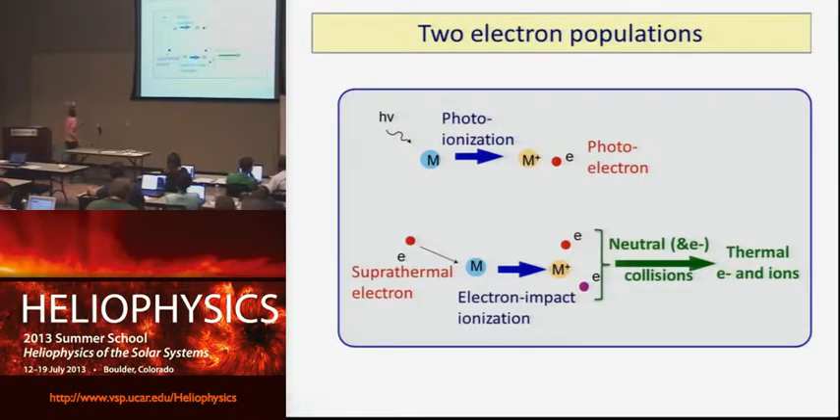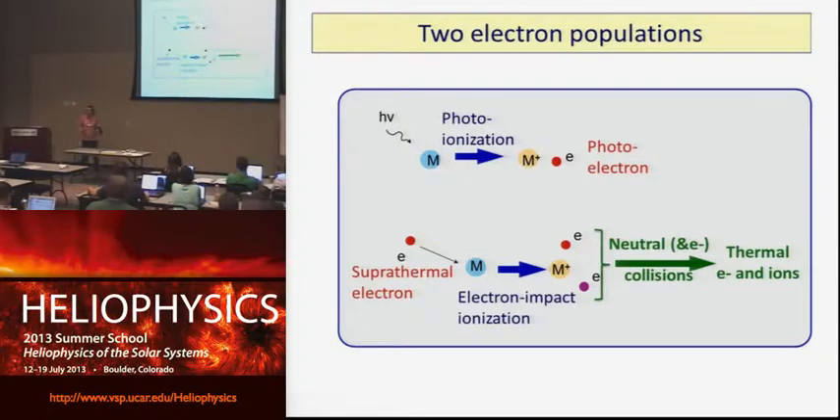You have on the one hand suprathermal electrons, which can be photoelectrons, electrons from the space environment, or secondary electrons produced by electron impact ionization. And on the other hand, you have the thermal electrons and ions. Those electrons which are produced, ultimately, through collision, are going to be thermalized, so you end up with a thermal electron and ion population.